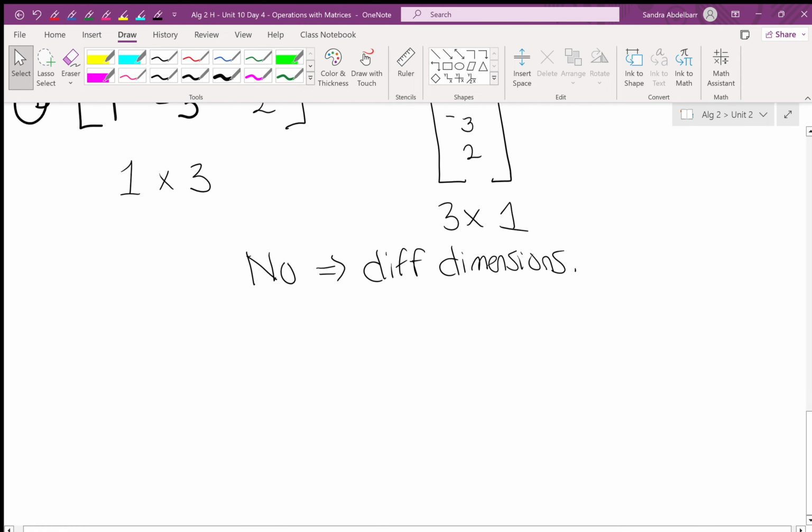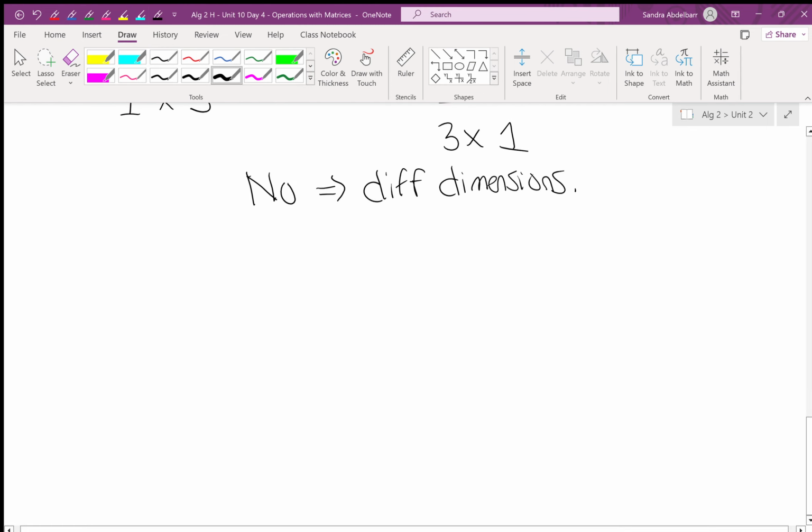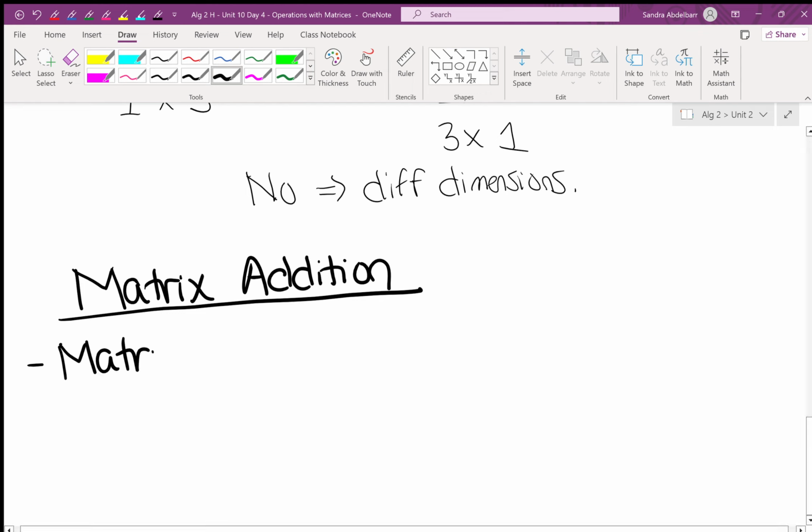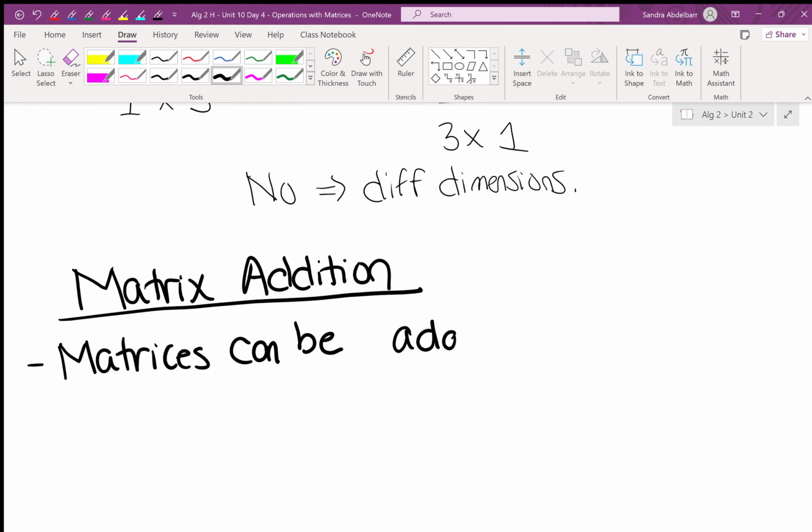All right, let's talk about matrix addition. Any two matrices can be added. Claudia, can we turn around? Thank you. Any two matrices can be added if they have the same dimensions. So matrices can be added as long as they have the same dimensions.